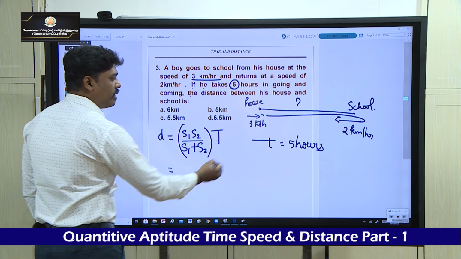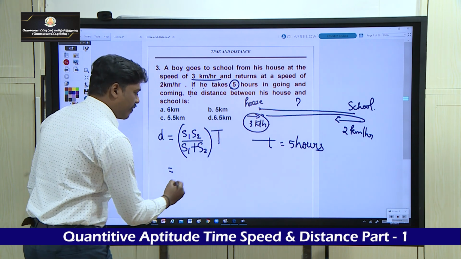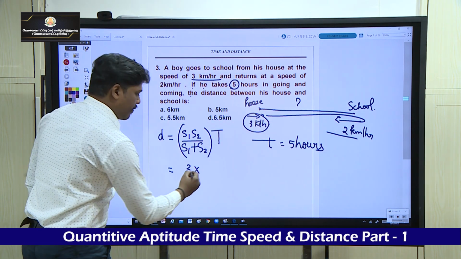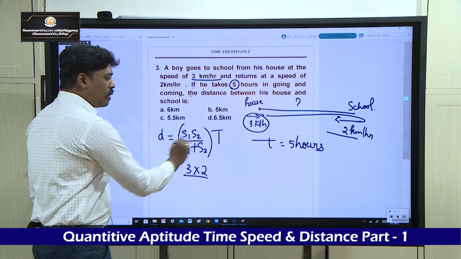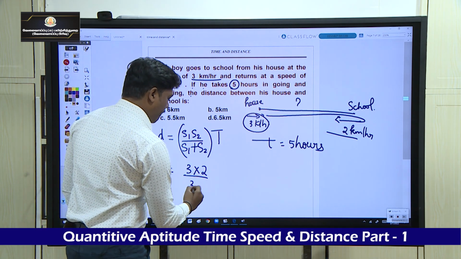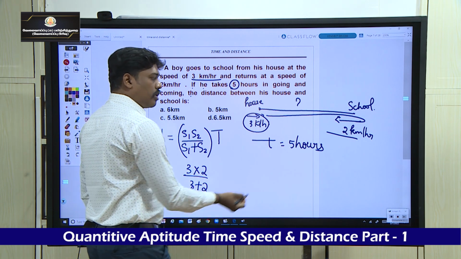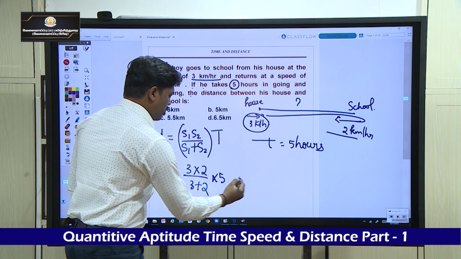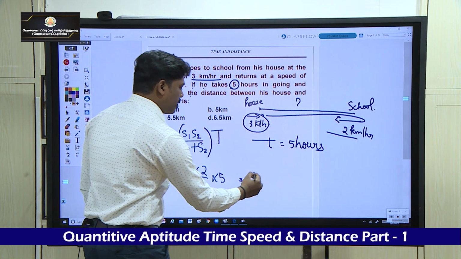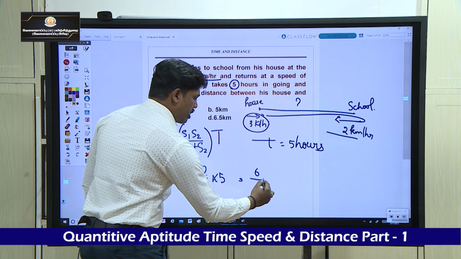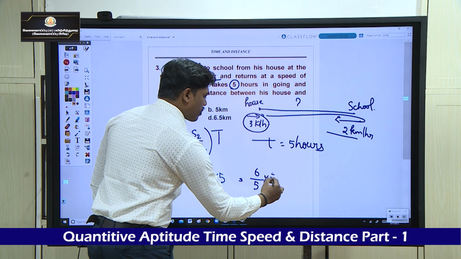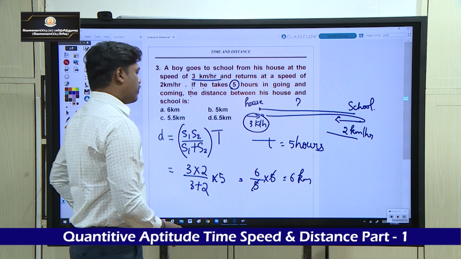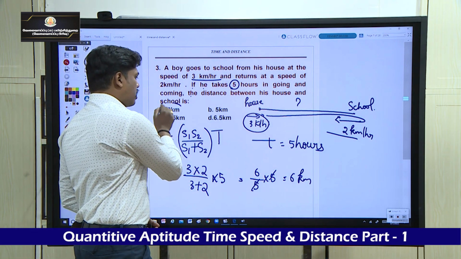So what is S1? 3 kilometer per hour. What is S2? S2 is 2 kilometer per hour, divided by S1 plus S2, which is 3 plus 2. What is the time? The total time taken is 5 hours, so multiply by 5. So what are you getting here? 3 into 2 is 6, 6 divided by 3 plus 2, which is 5, into 5. So the 5s cancel, and you will be getting 6 kilometer. So your final answer is option A.